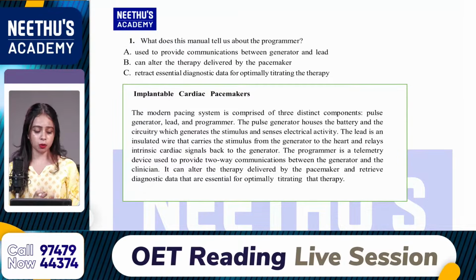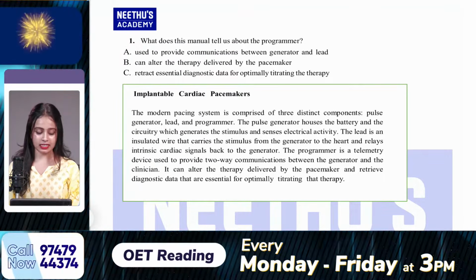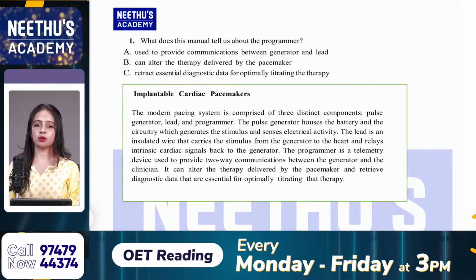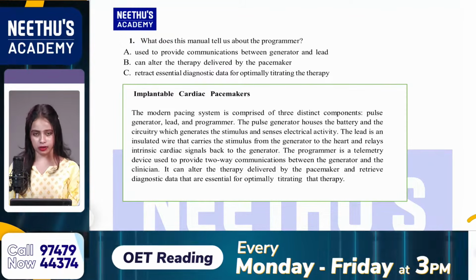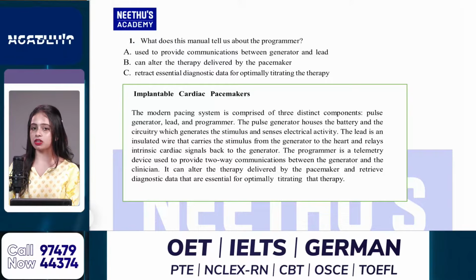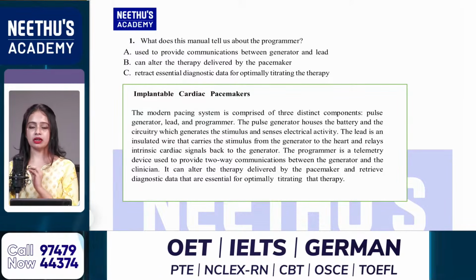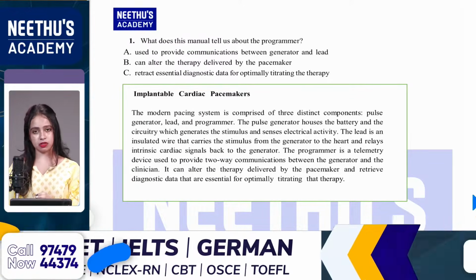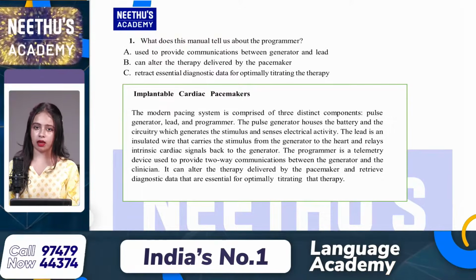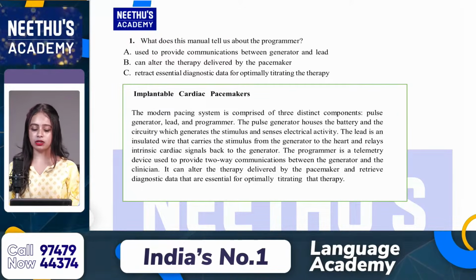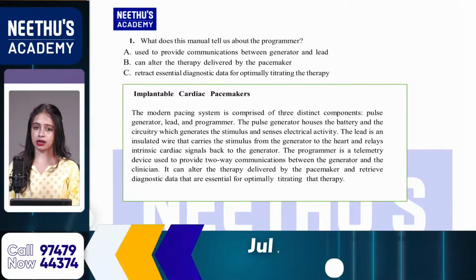Let me know in the comments. What is a manual? Okay, so what is a manual? A manual means a small booklet which contains all the information regarding a particular machine, device, equipment, instrument or a medicine. So here this is all about an instrument, which is a programmer, they are asking you.